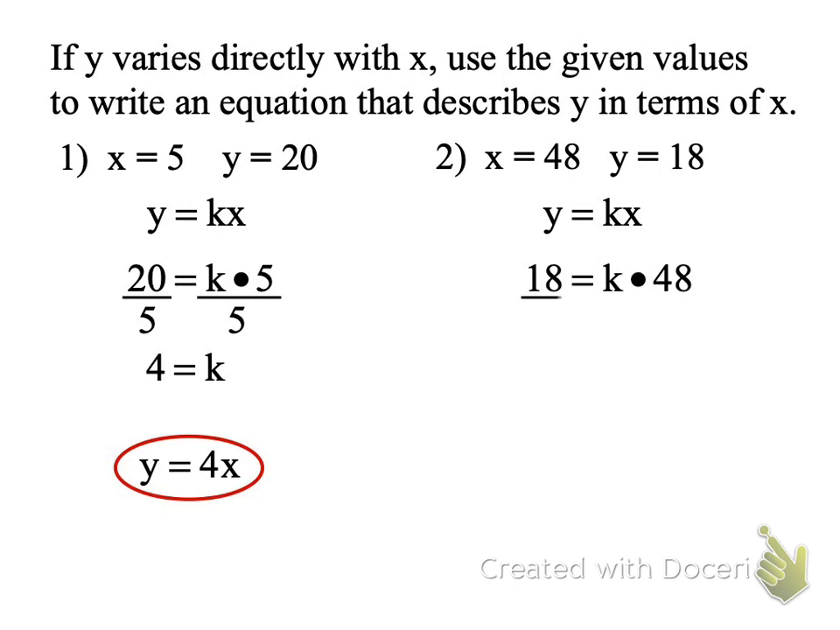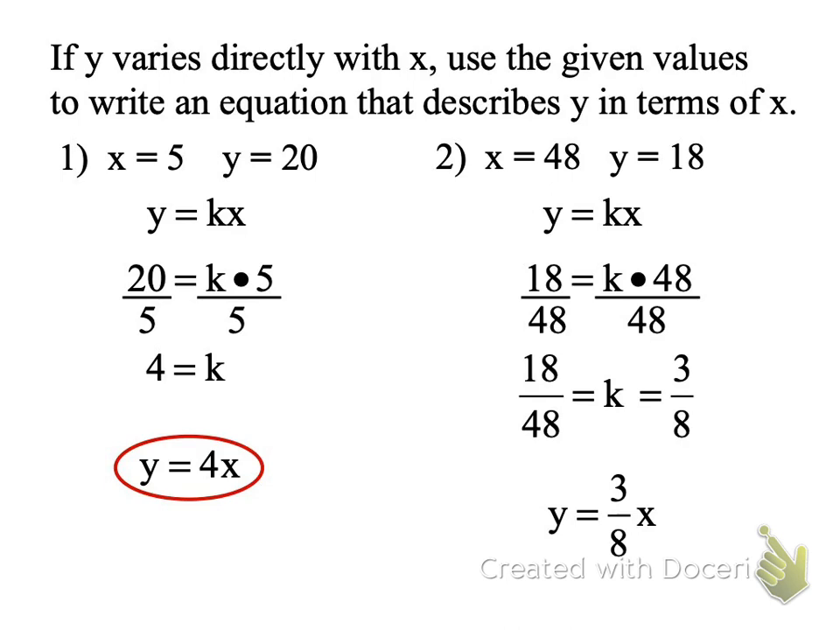You would divide both sides by 48. And we get, it simplifies to? It simplifies to 3/8. Good. And so what would the equation be? The direct variation equation? y equals 3/8 x. Perfect.